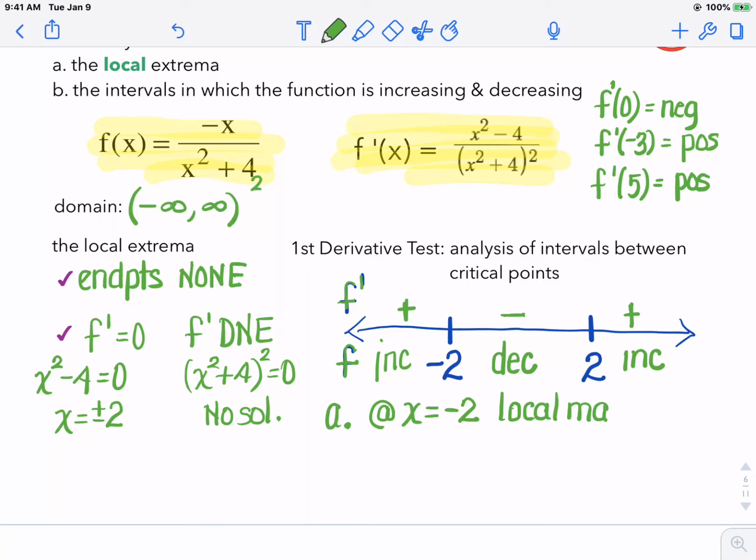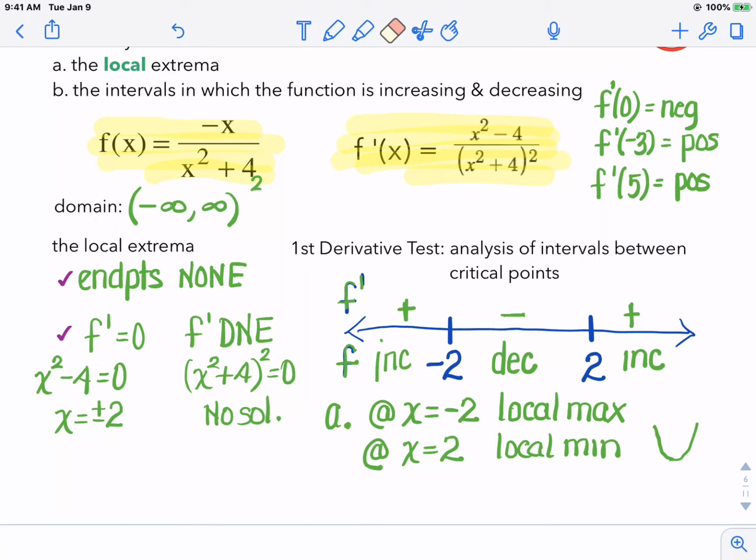They didn't ask us to find the absolutes, so all I need to realize is that it's a maximum of some kind. Our locals also include our absolutes. And then when we look at positive 2, we again have a sign change on our derivative. The function's graph went from decreasing to increasing, so therefore we have a local min at 2. Because the graph went from decreasing to increasing. So if you need that visual.